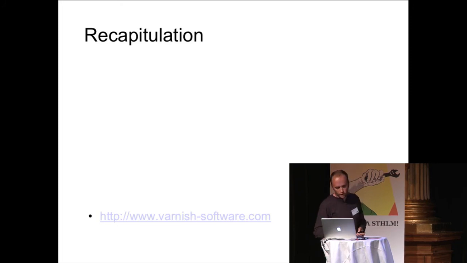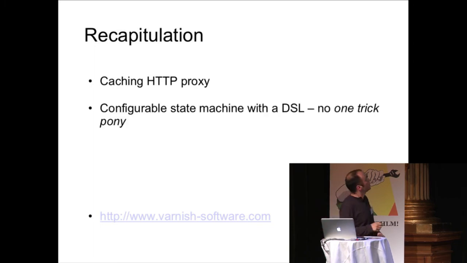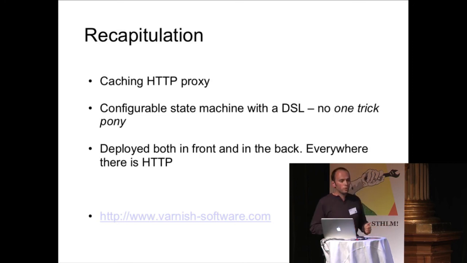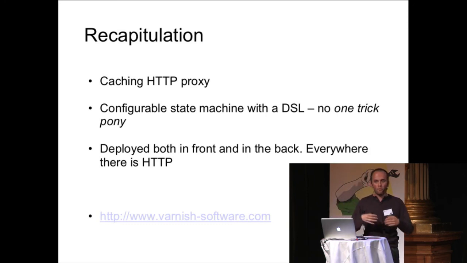So, somewhat of a recapitulation. We're a caching HTTP proxy. It has this configurable state machine that's configured with a domain-specific language, and we're not a one-trick pony. It is usually deployed mostly in the front end. We see a lot of people also, as people have more and more complex HTTP-based architecture, deploying Varnish in the back end.